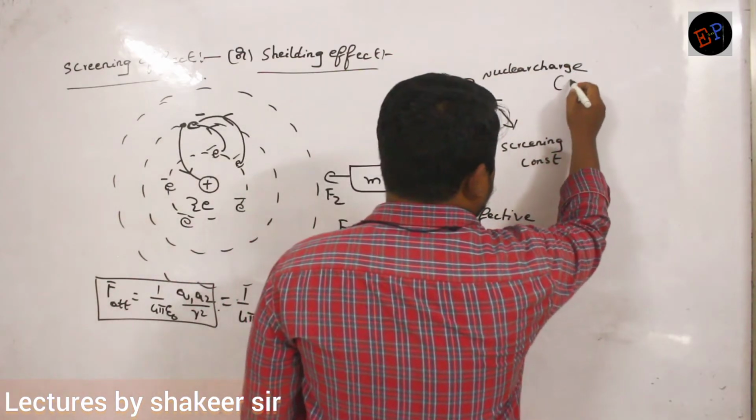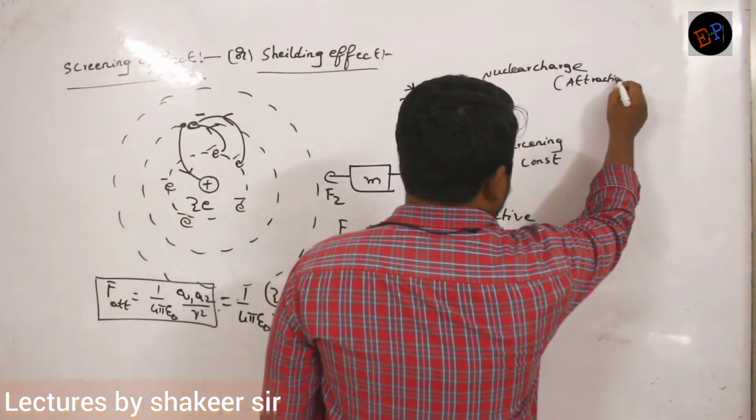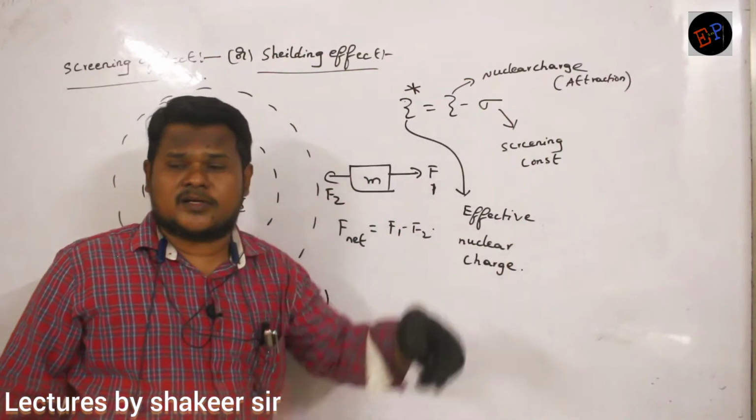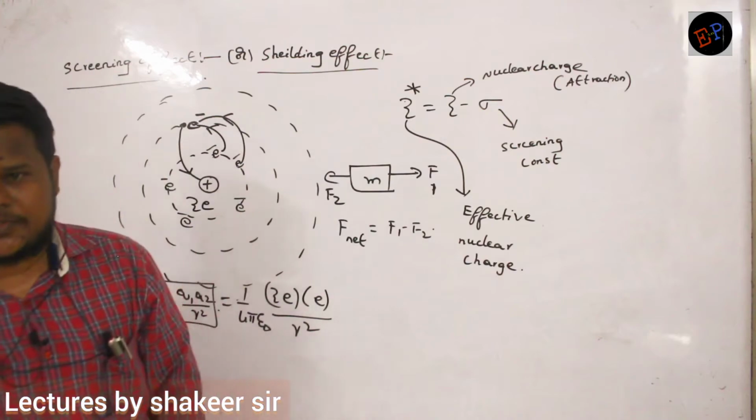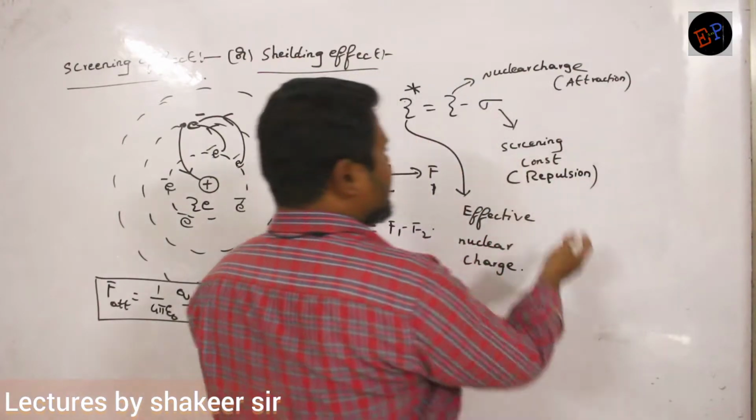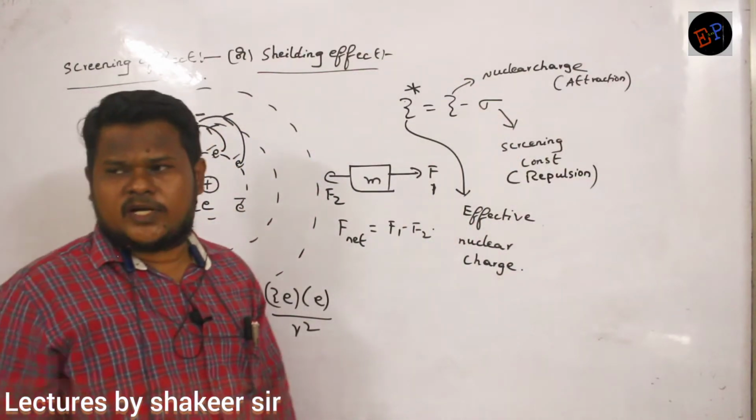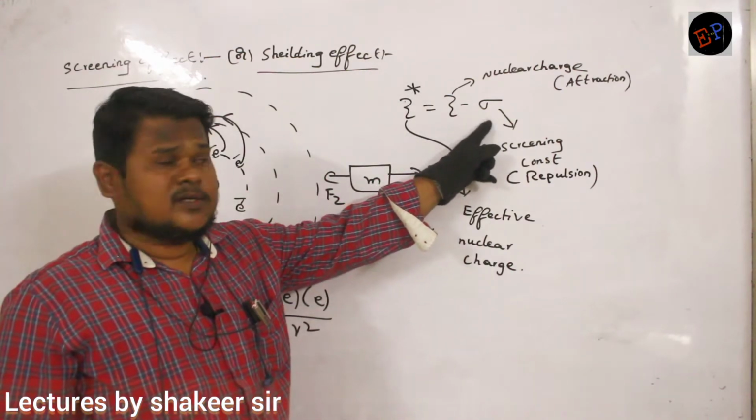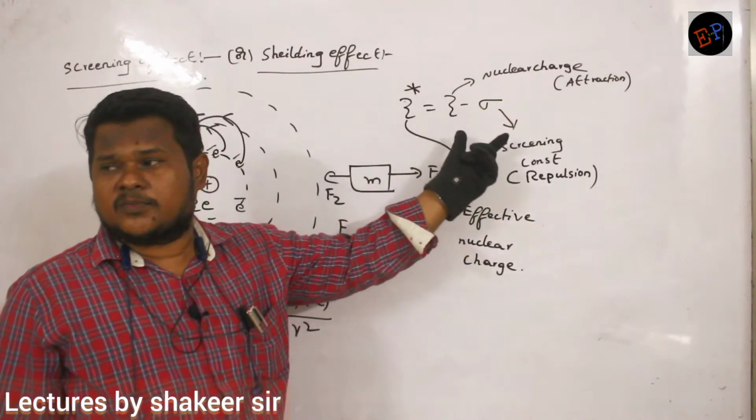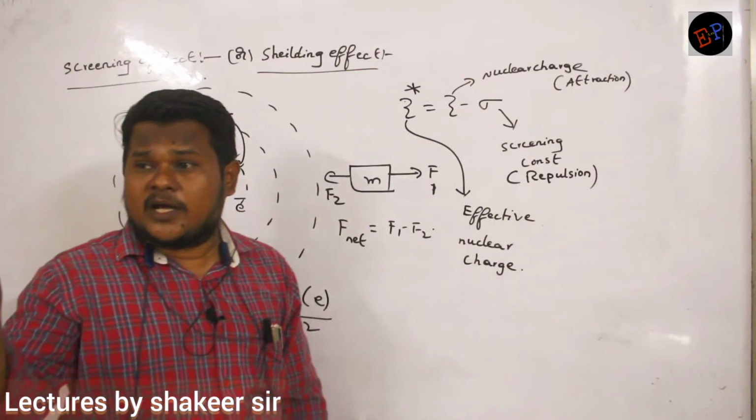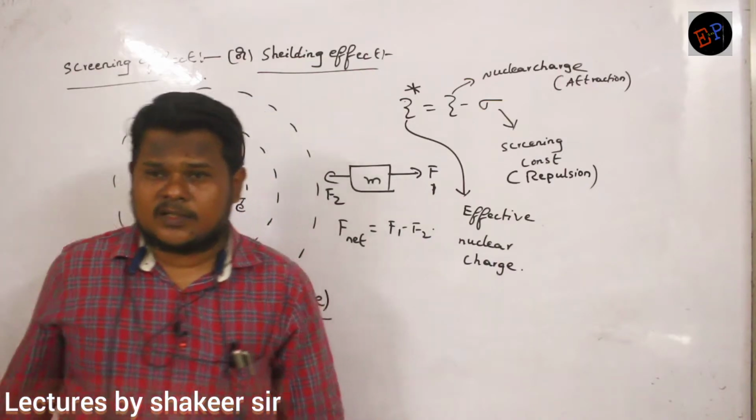So nuclear charge is because of attraction existing between the nucleus and the electron. Screening constant is because of repulsion between the electrons. Here I am writing the equation like the net force relation. This is the force acting in one direction, this is the force acting in the opposite direction. So you get the net force only if you subtract both of them. Force of attraction minus force of repulsion gives the net effective nuclear charge which is acting on that particular electron.